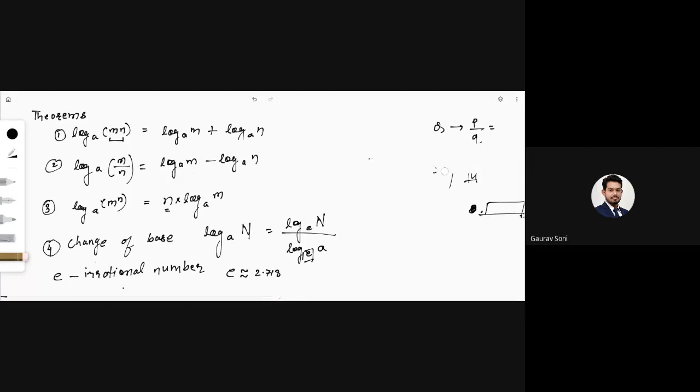Whenever you are deriving any relation in thermodynamics or anywhere, you multiply by 2.303. It is because this e is there somewhere. We'll see later where it is and why you multiply by 2.303. But right now just understand, small e means an irrational number whose approximate value is 2.718.